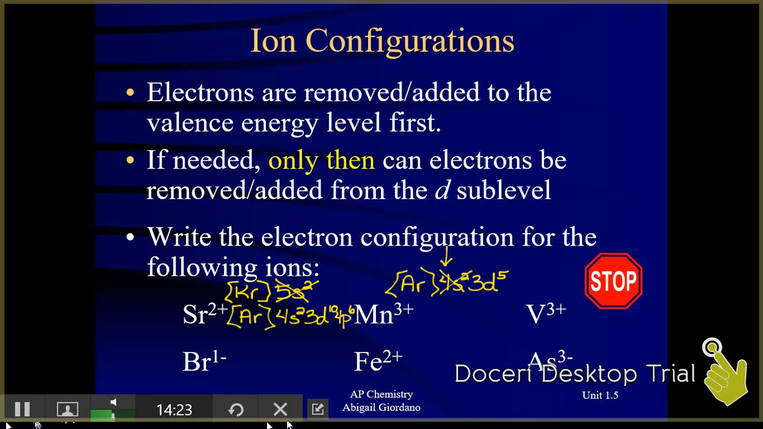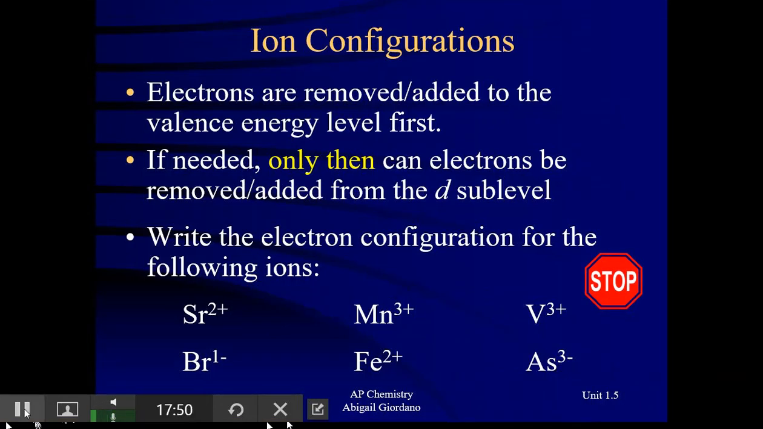So look what the slide says. If needed, only then, because we've taken all the electrons from the valence level, only then can electrons be removed or added from the d sublevel. So this is a case where, yeah, I can do that. So this is going to come down to just 3d4. Let's clean it up a little. So Ar 3d4. Okay. You guys do the rest. So pause the video, try the rest of them on your own, and then come back and check your answers.